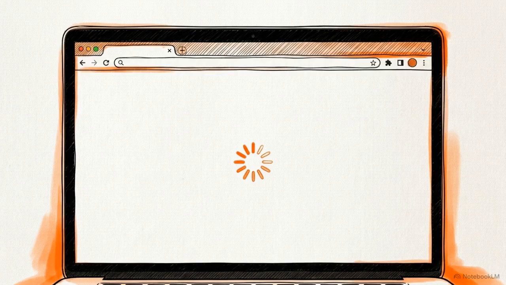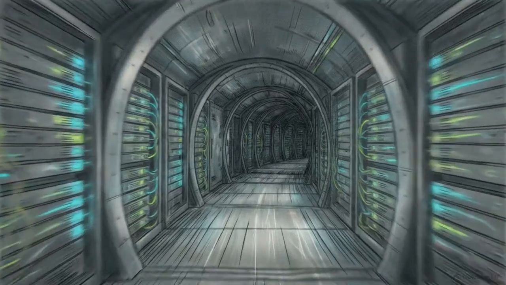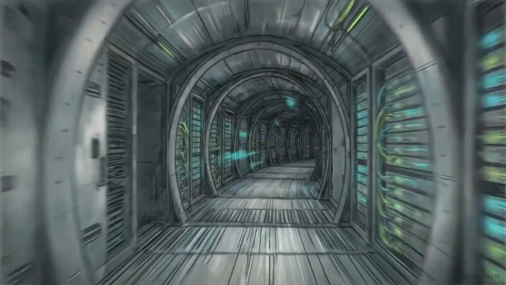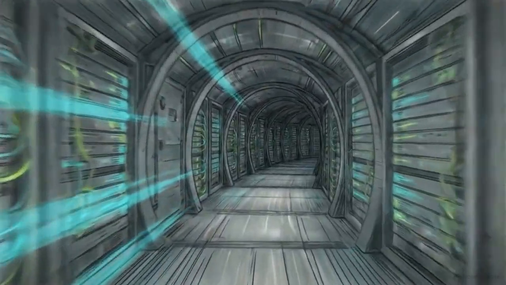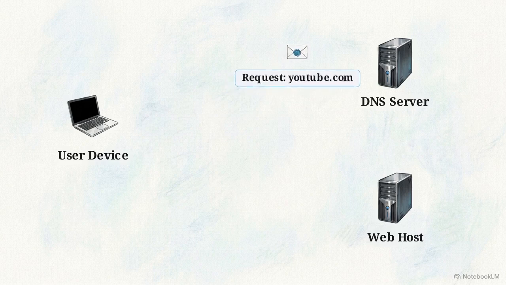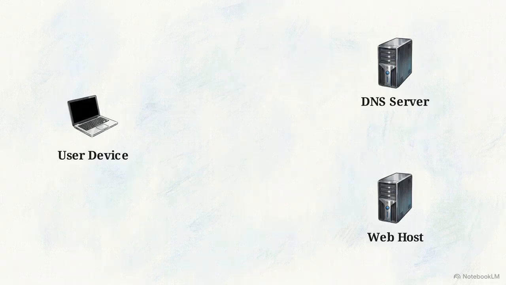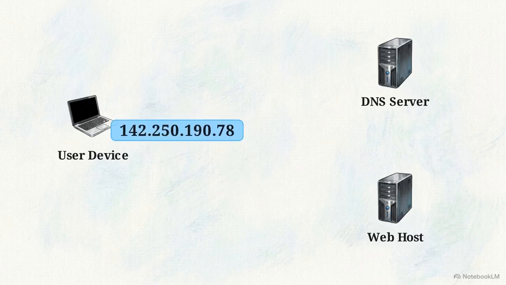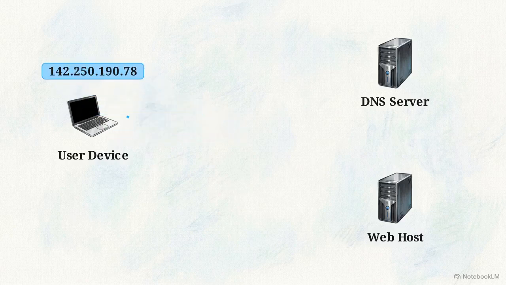Before your browser can display a single image or text block, your device first has to hunt down the exact IP address that matches the domain name you typed. A standard domain name is split into parts: the top-level identifier, like .com or .org, and the main memorable name, like Google or YouTube. Your device sends a query across the network, asking a DNS server, "What are the numbers assigned to this name?" The server replies with the matching IP address, like 142.250.190.78. Armed with these coordinates, your device connects directly to the web host, bypassing DNS entirely.